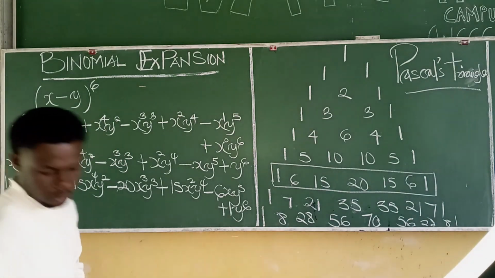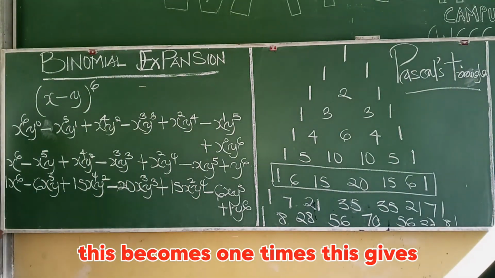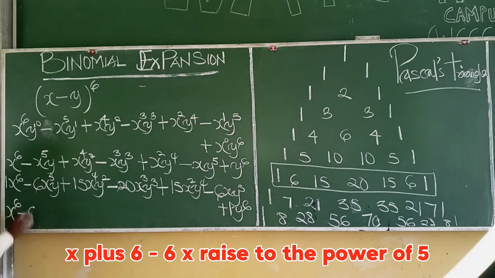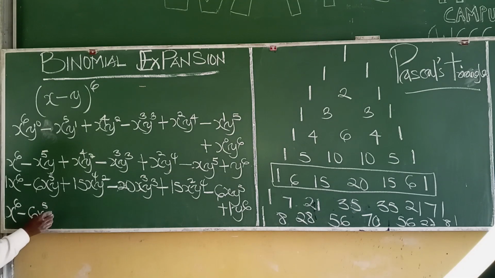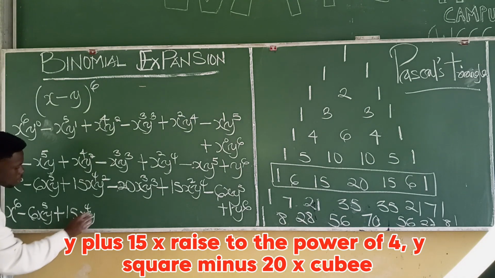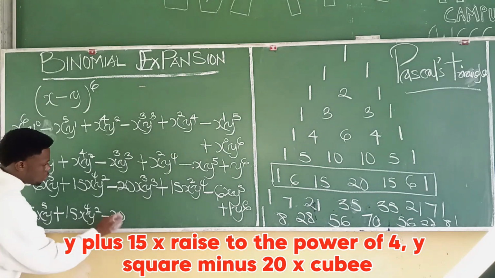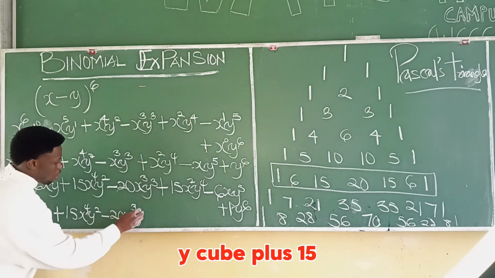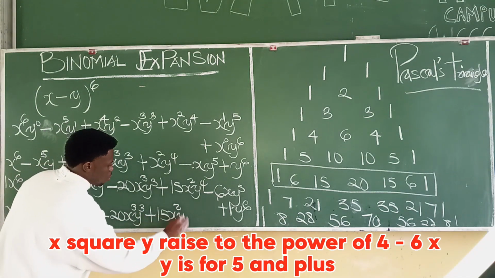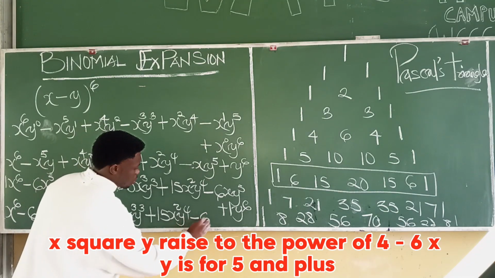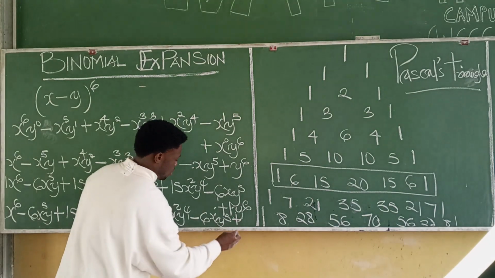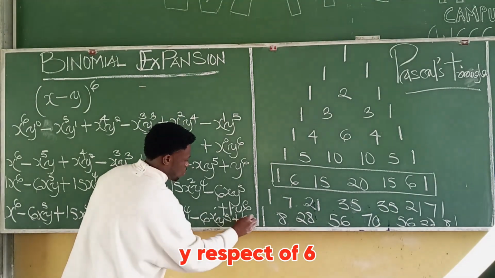So this becomes 1 times this gives x raised to the power of 6 minus 6x raised to the power of 5 y plus 15x raised to the power of 4 y squared minus 20x cubed y cubed plus 15x squared y raised to the power of 4 minus 6x y raised to the power of 5 and plus y raised to the power of 6.